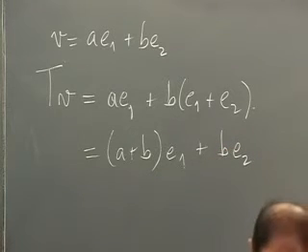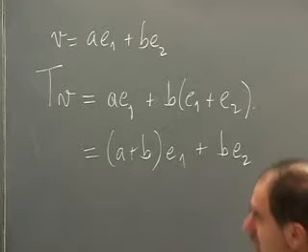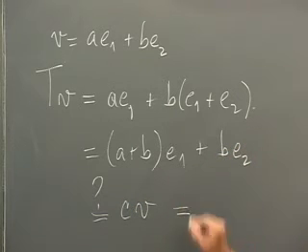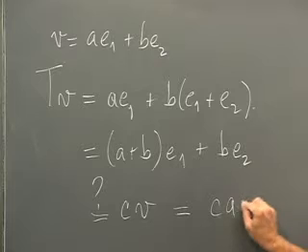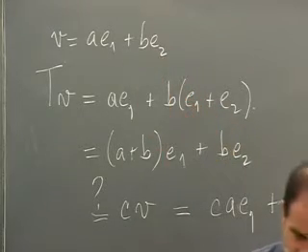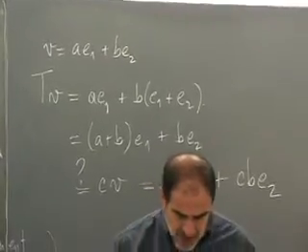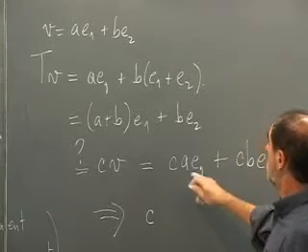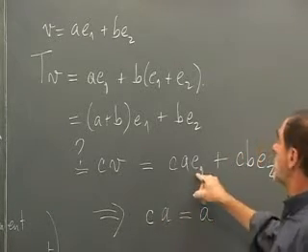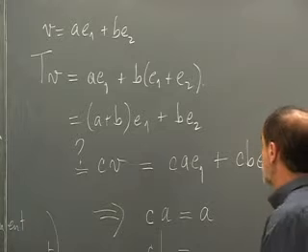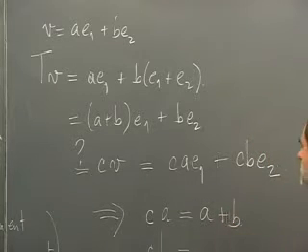We can work out what T does to anything once we know what it does to the basis. Now suppose that T of V could be equal to C times V? Well, C times V is C A E1 plus C B E2. Right, because here's V. Okay, so if that's equal, then that implies that CA is equal to A. The coefficients of E1 have to be the same. And CB is equal to B. So CA is A plus B, and CB is equal to B.